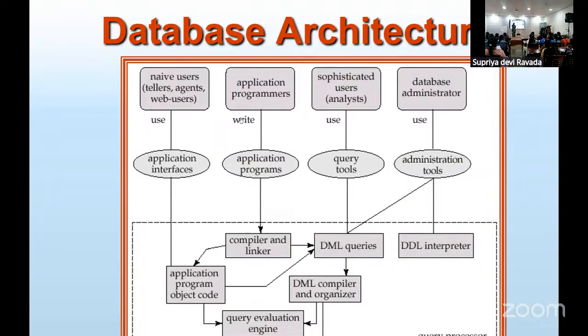Which interface are they going to use, like command line arguments by giving some instructions, or GUI, graphical user interface. So these people are called web agents or naive users. They are not having any technical knowledge. They are users, that's it. Is it clear? Yes or no? Who are naive users? User interfaces, like example tellers, agents, web users. Is it clear? Yes or no? Now, what is the second one?